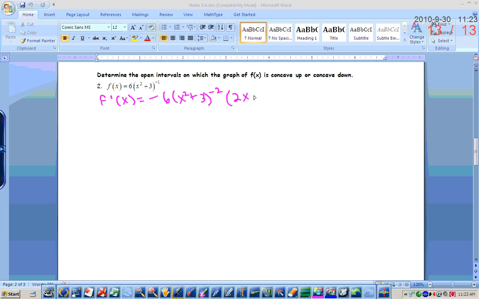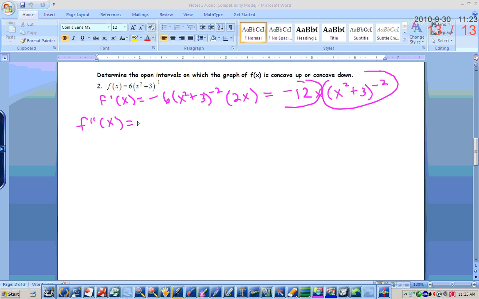Times 2x. Good. Now, anytime you're trying to take another derivative, we need to simplify this, or at least rewrite it. So I'm going to write this as negative 12x times x squared plus 3 to the negative 2. Everybody okay with that? All right, now what rule are we going to have to use? Chain rule and product. I picked the nastiest one I could find for the notes, so that you'll think the homework is easier.